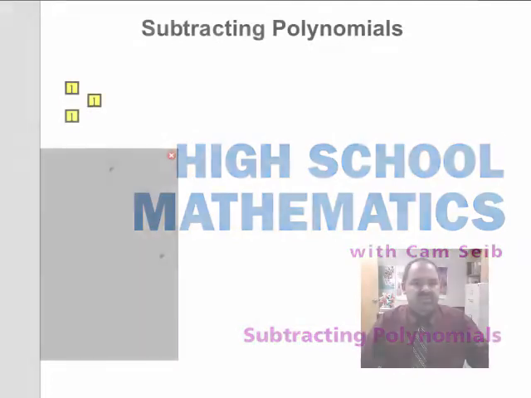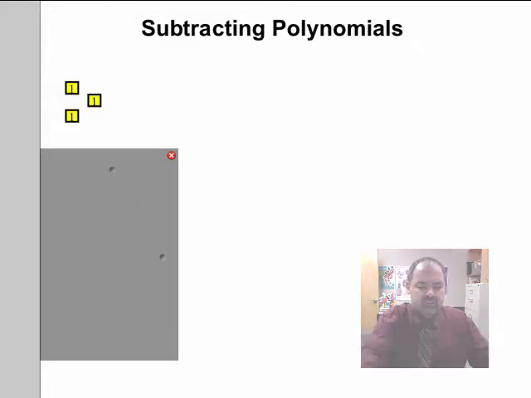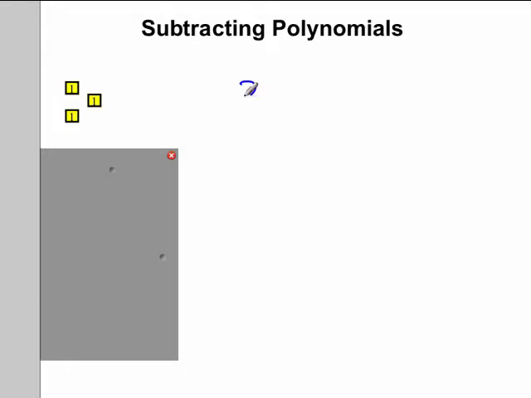Okay, next up is subtracting polynomials. And to begin this, I'm just going to do a little bit of a review of subtracting integers. So if I take 3, and I've got 3 tiles here to represent that, and I take away 2, that's easy enough to show visually. I'm going to take away 2 of these, and when I do that, you can see that we have 1 left. Alright, so that's straightforward enough.